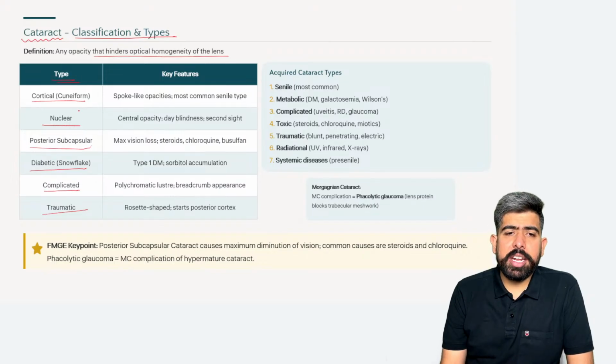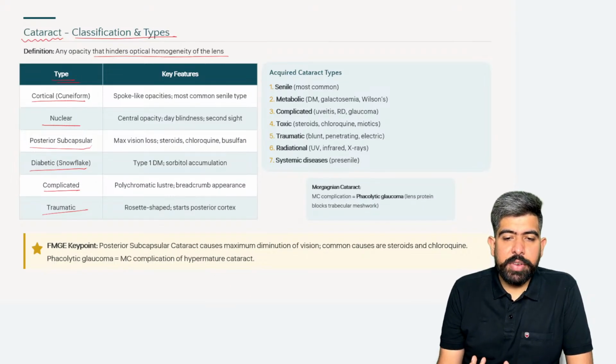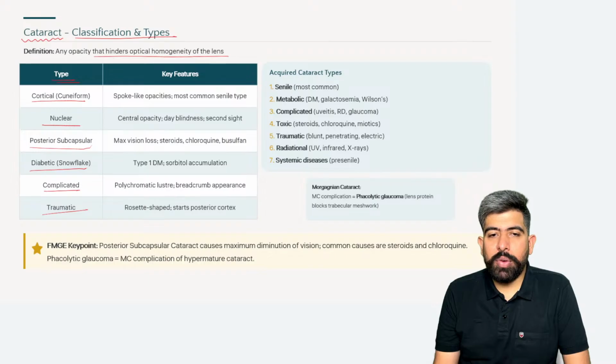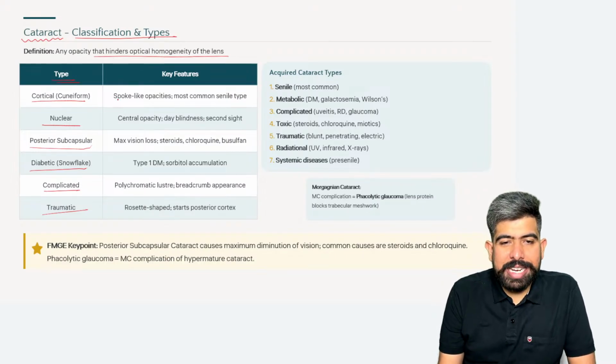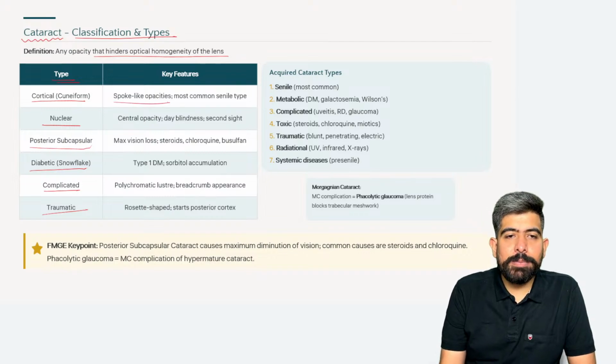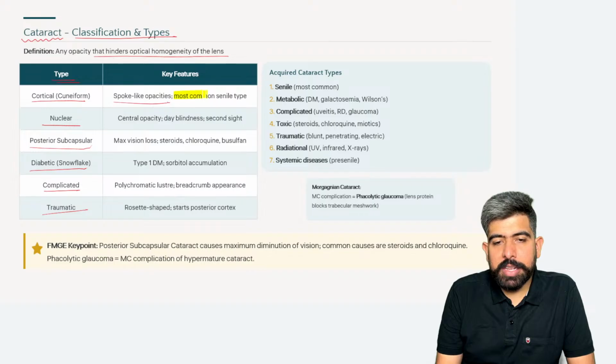What will be seen in the cortical or the cuneiform cataract? In this condition, what we are going to find, please remember, first of all, is the spoke-like opacities. And these are the most common senile type of cataract.